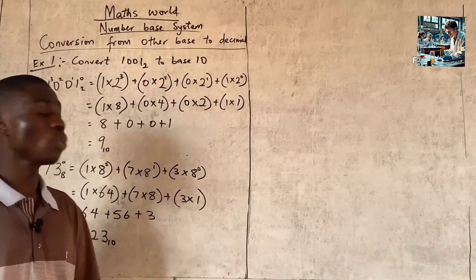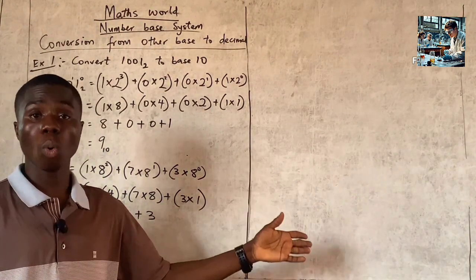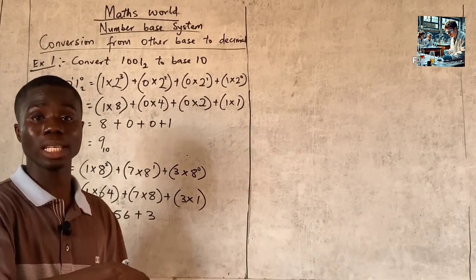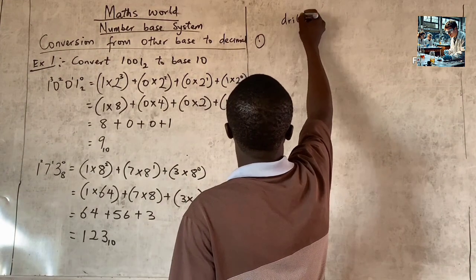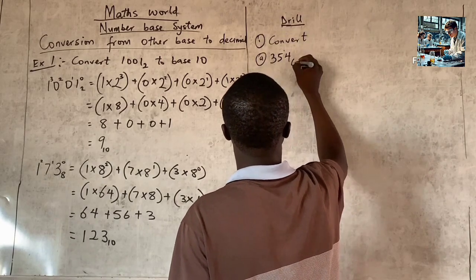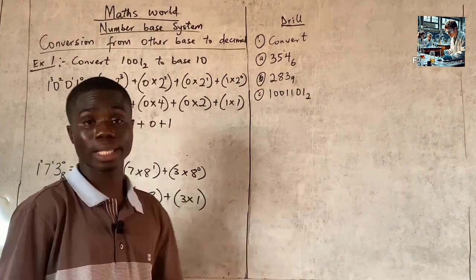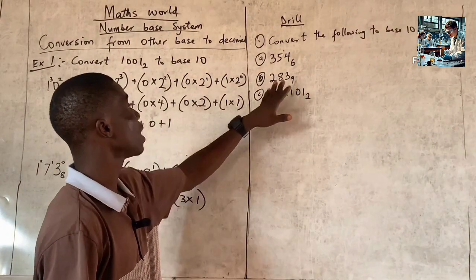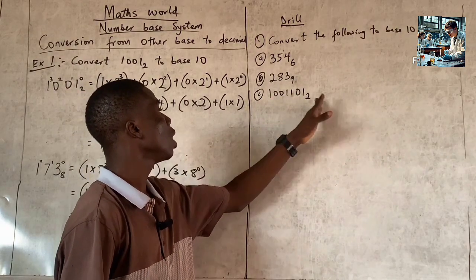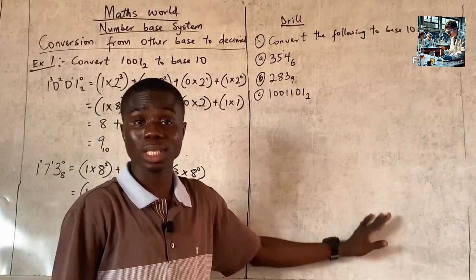We have come to the end of today's class, so let me just give you questions, the top 3 questions that you will solve, and you will write it in the comment. So you just convert the following to base 10: this base 6 to base 10, this base 9 to base 10, base 2 to base 10. You can go further. Base 11 to 16 is there.